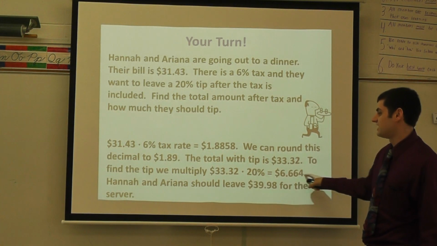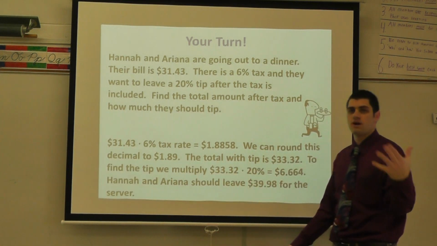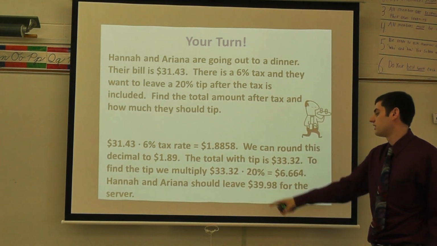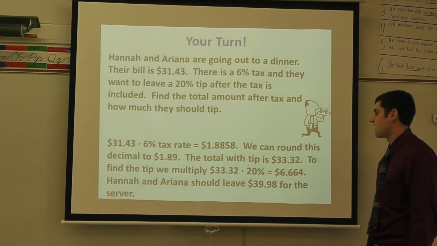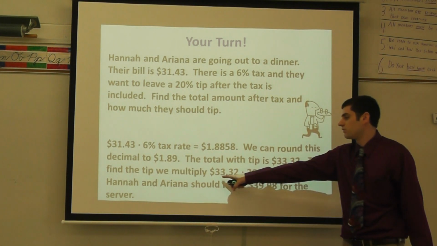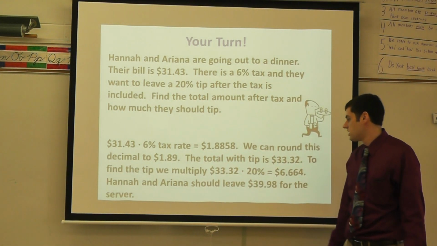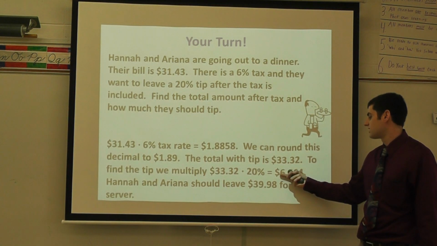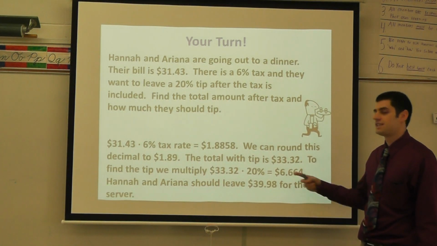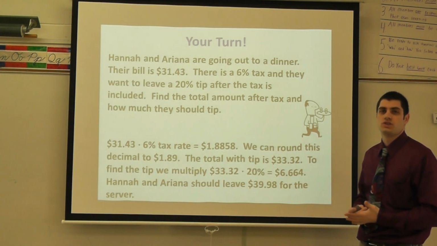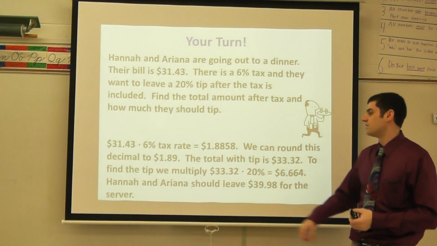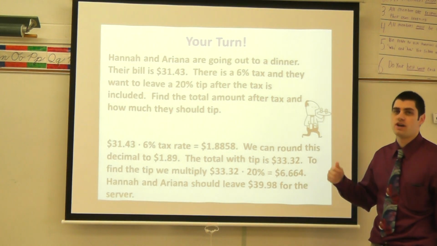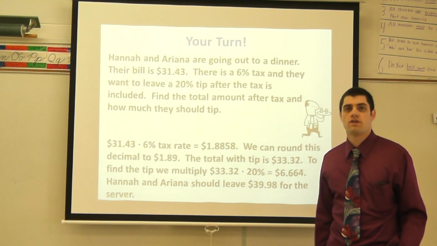We can add this tip into our total bill, so the total amount that Hannah and Ariana should leave all together with tip included is going to be $39.98 for the server. Again, $33.32 for their bill, and then $6.66 or 67 cents, however you want to round it up, would be the tip that would be left for the server. So if you're actually going up to pay, you might take your bill up, pay the server up top, and then you would leave that on the table as your tip for the server.